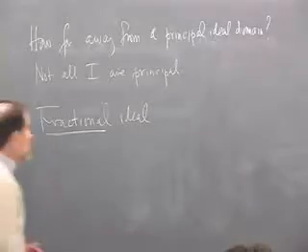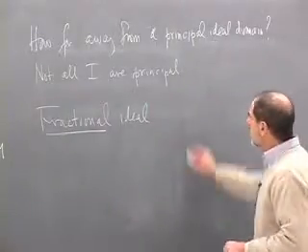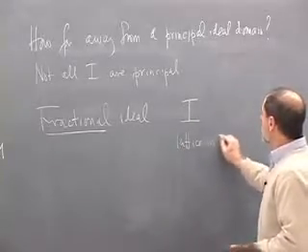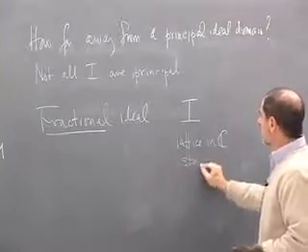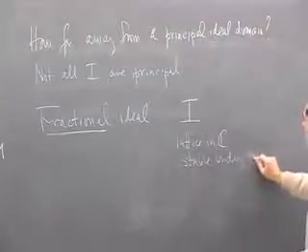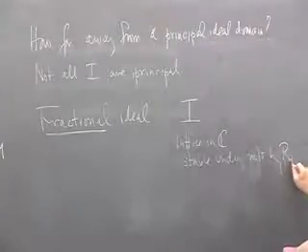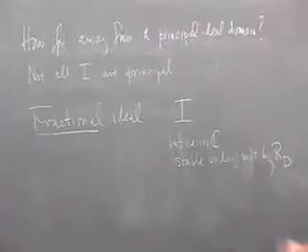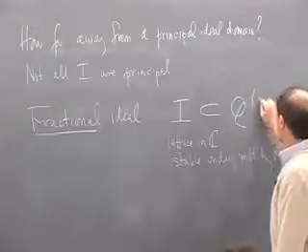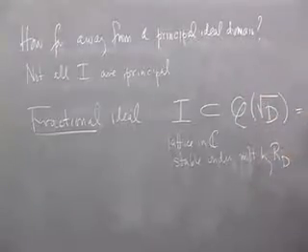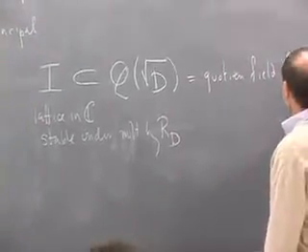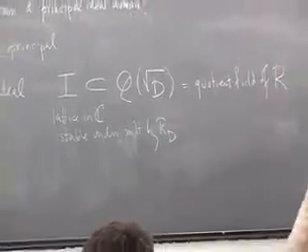A fractional ideal is a generalization of an ideal. It's an I, which is a lattice in C, stable under multiplication by R, and the only difference is it's not necessarily contained in R. It's contained in the quotient field of R, which is Q(√D), but not necessarily contained in the ring.